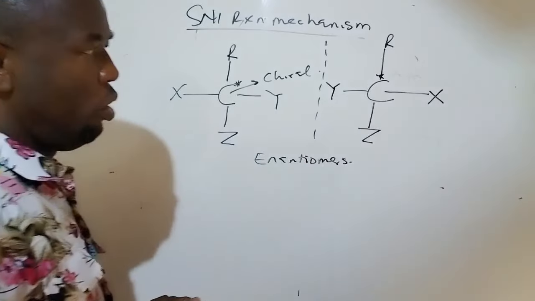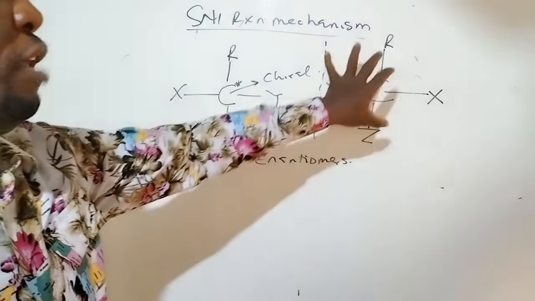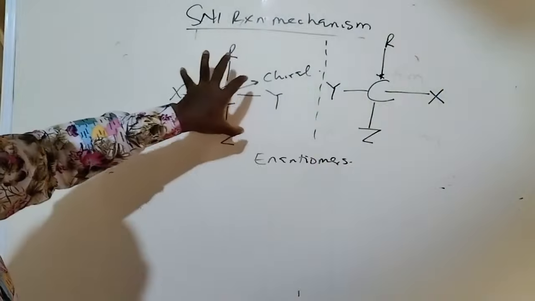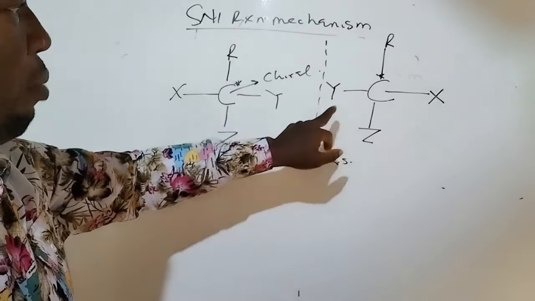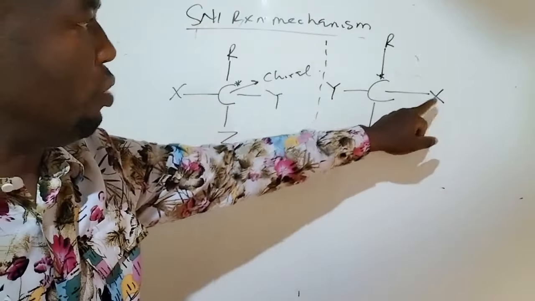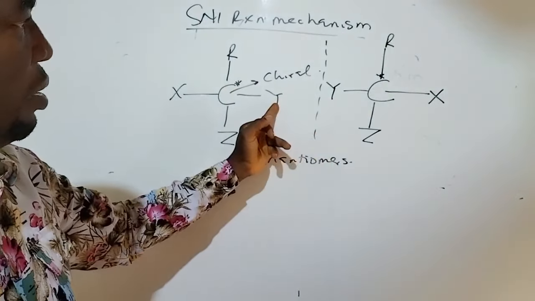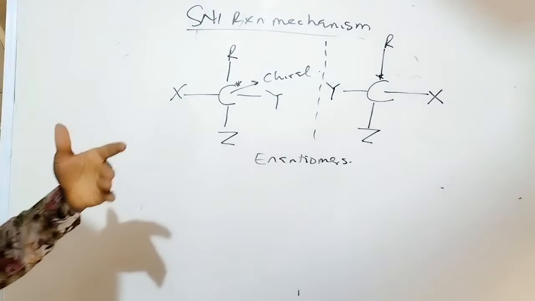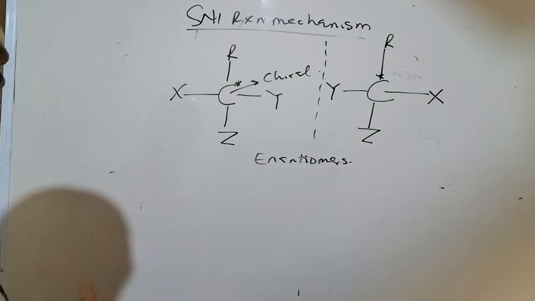Enantiomers. What it means is that if it's possible to pull this one out straight and then merge it on this one, the groups cannot merge. This Y will now be on the S position, and S will now be on the Y position. That means the groups will not superimpose on each other. So we say they are mirror images of each other.